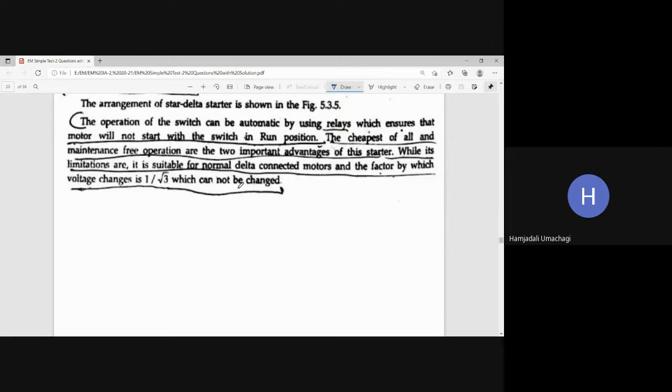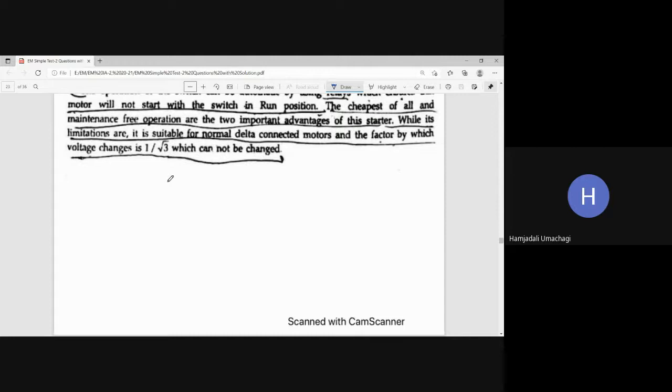But the disadvantage of the star delta starter is that it can be used only for delta connected induction motors. This cannot be used for a star connected induction motor. It is limited to controlling the starting current of only delta connected induction motors. And also here we reduce the voltage by just 1 by root 3 times. If I want the voltage less than 1 by root 3 times, then it is not possible. So these are the disadvantages of the star delta starter.